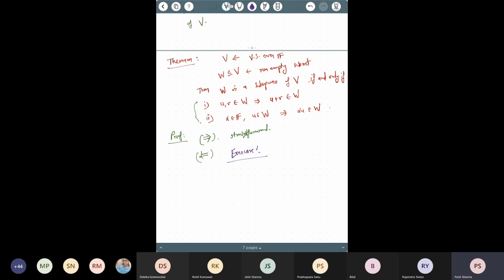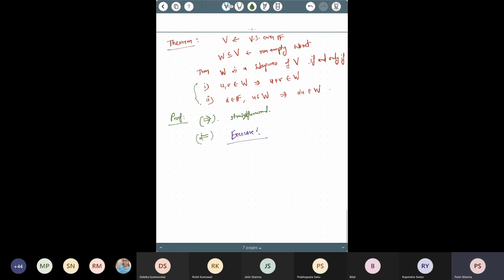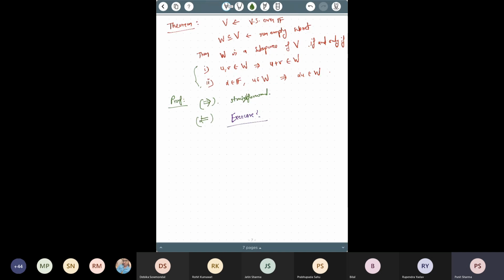All right. Now you can see some examples. Let me quickly write some examples, and for other examples you can look at the textbook, or you can construct your own examples. I have also given some problems in the tutorial sheet. So for example, these are some very basic things. R is a subspace of C over R, right?